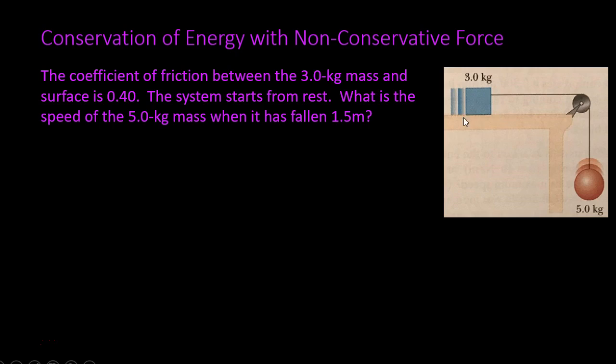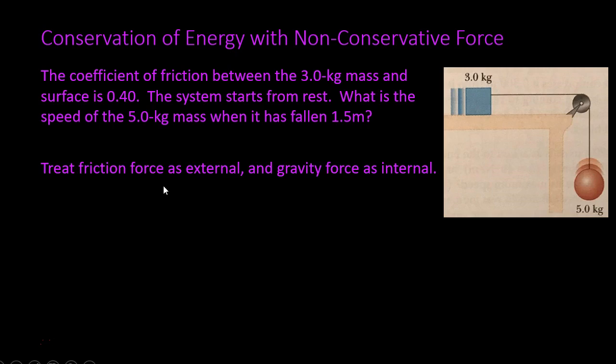So the friction is here between the block and the table, and we're asked to find the speed of the hanging mass. We want to treat the friction force as external and the gravity force as internal. The reason we want to do that is that it allows us to set up an equation where work is performed by friction, and that's going to be equal to the change in the system's kinetic energy and potential energy.